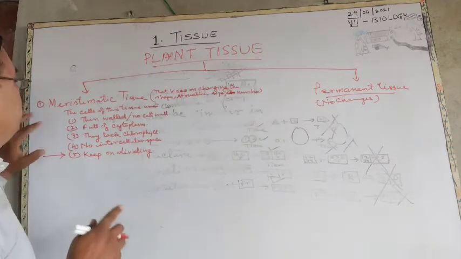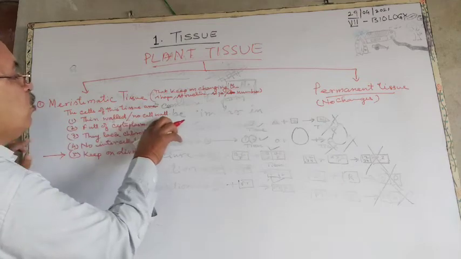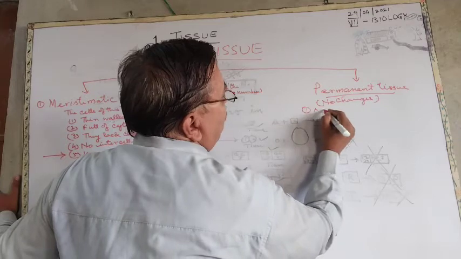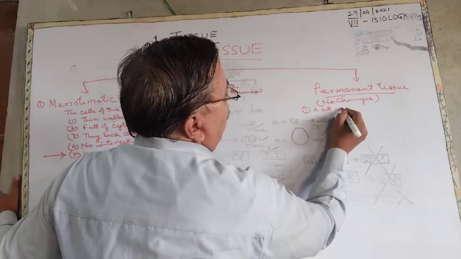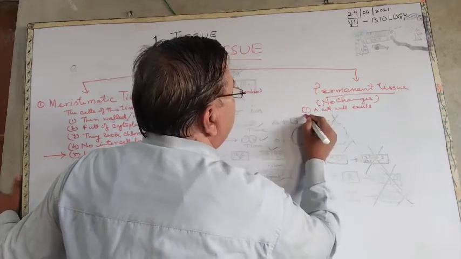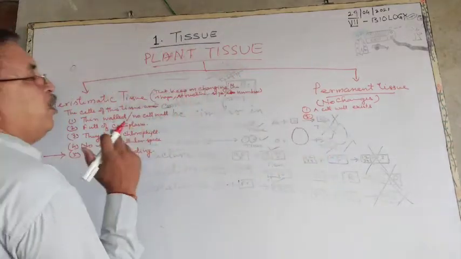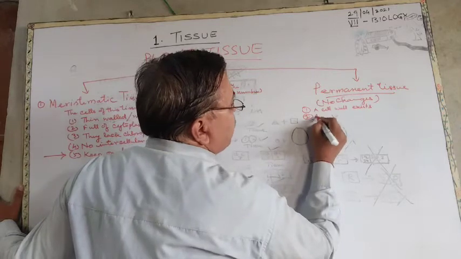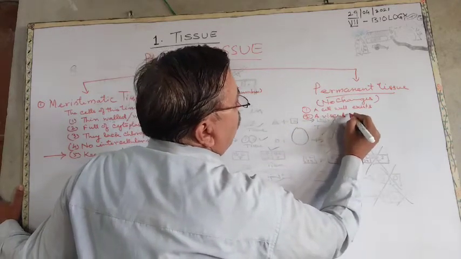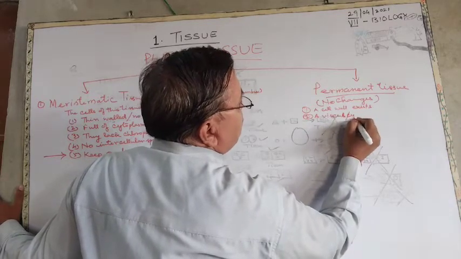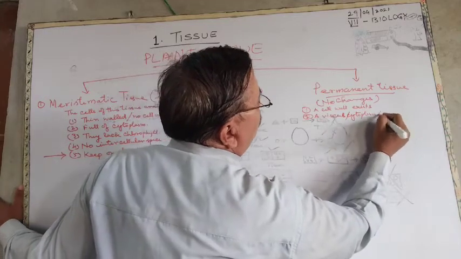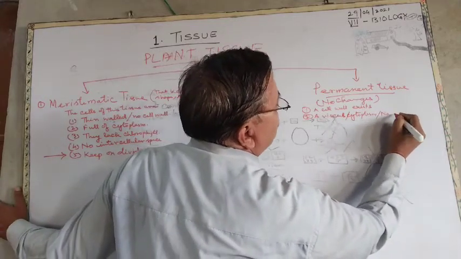And another important thing that we have to notice is the features of the cells of the permanent tissue, just opposite. Here in meristematic, thin walls or no cell wall. Here in permanent, a cell wall exists. Second thing, what you have seen, full of cytoplasm; here, a viscous cytoplasm or no cytoplasm.